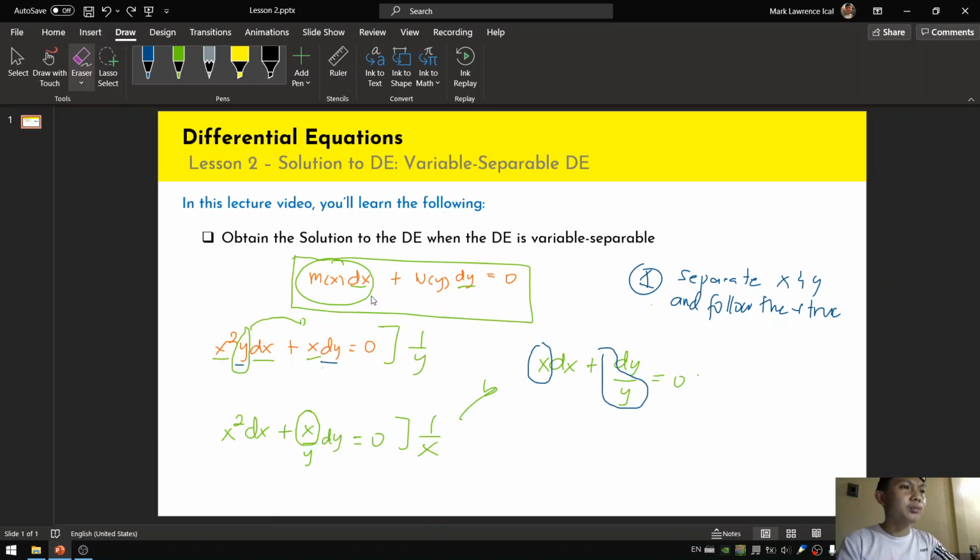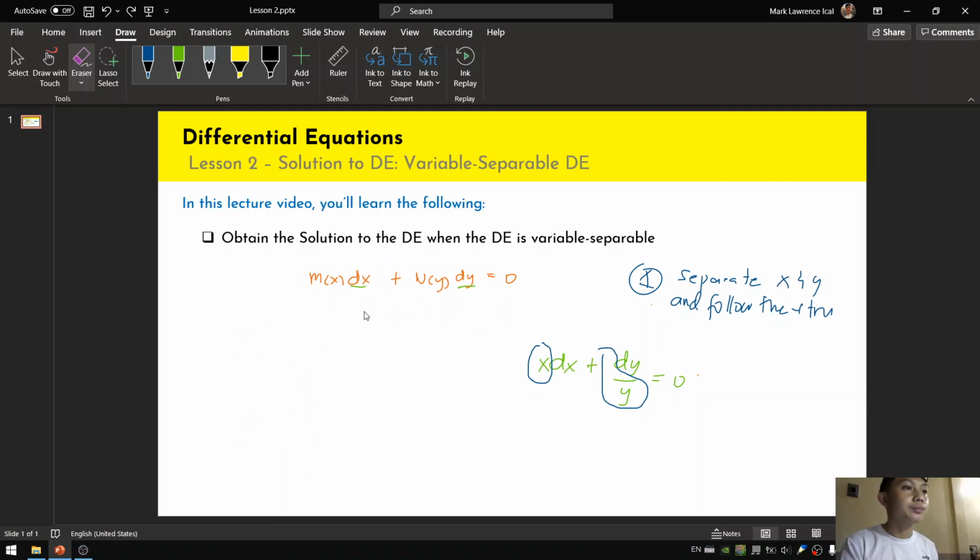Now, oh sorry, where did I delete this one? So that's step number 1. What is step number 2? Okay, so step number 2. After you arranged it in a way that it follows the structure, we're going to integrate it. We're going to integrate x dx plus integrate dy over y is equal to 0. So integrate that also.